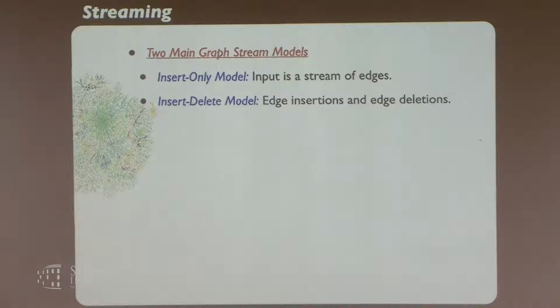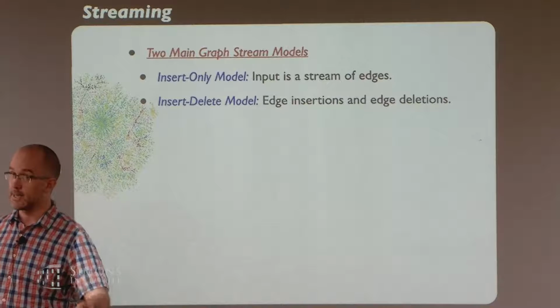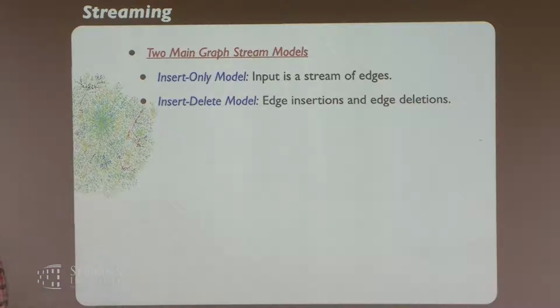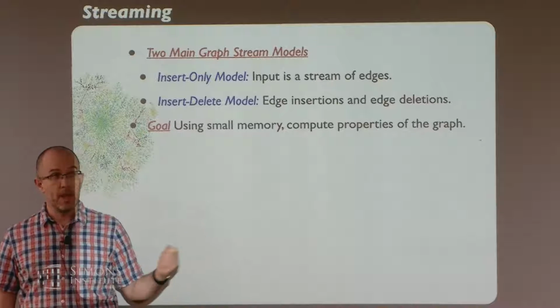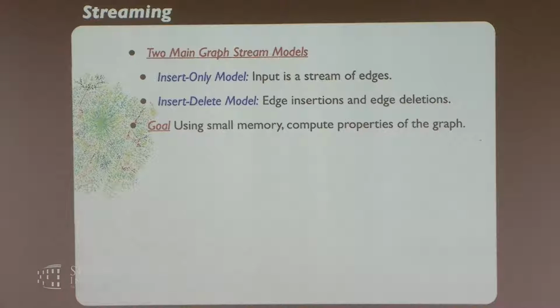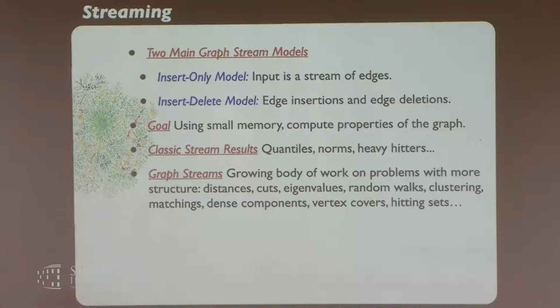A slightly more complicated variant of this model is when the stream consists of edges being both inserted and deleted from the underlying graph. And so the goal is you want to understand properties of this graph, like maybe you want to work out whether the graph is connected, what's the size of the maximum matching, et cetera, et cetera. The catch is you typically only get one pass over the stream, and you're only allowed a small amount of memory. So this is just the classic data stream applied to graph problems.